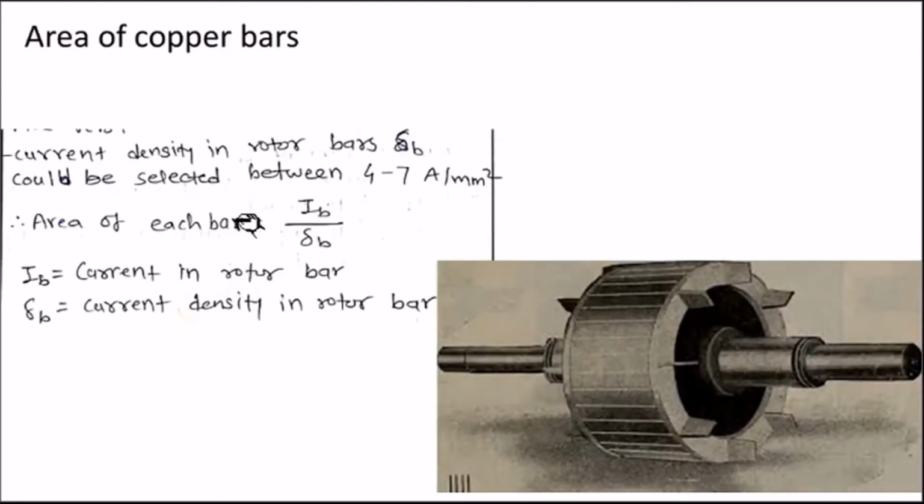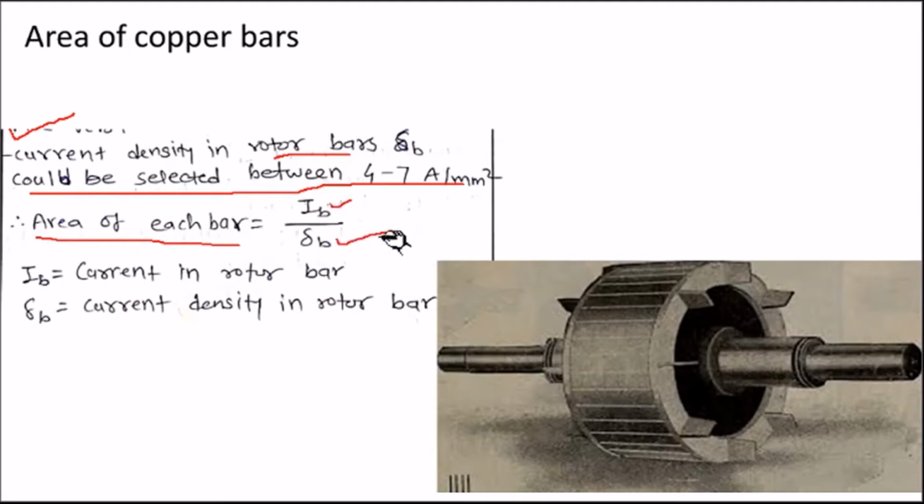Now if you know the value of rotor bar current, then you have to select some current density for the rotor bar, that is delta B. And remember, it could be selected between 4 to 7 ampere per mm square. So if you know delta B, that is current density in the rotor bar, then it is very easy to calculate the area of each bar. IB upon delta B will give you the area of bar in mm square, because your IB is in ampere and delta B is in ampere per mm square. So area you will get in mm square.